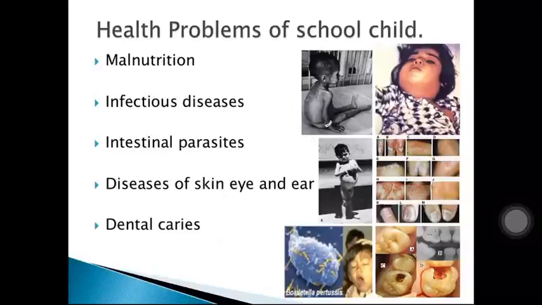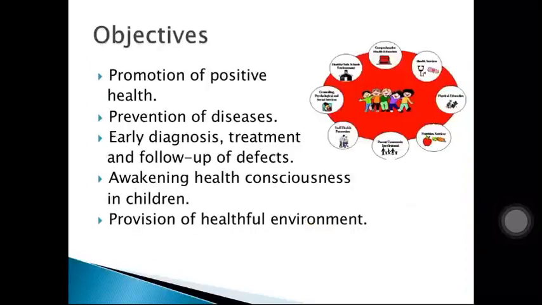Now, what are the different health problems of a school child? Every country has different health problems of a school child. The health problems pertaining to India are, some of the few health issues: one is malnutrition, and then infectious diseases, intestinal parasites, and diseases of the skin, eye and ear, and dental caries.